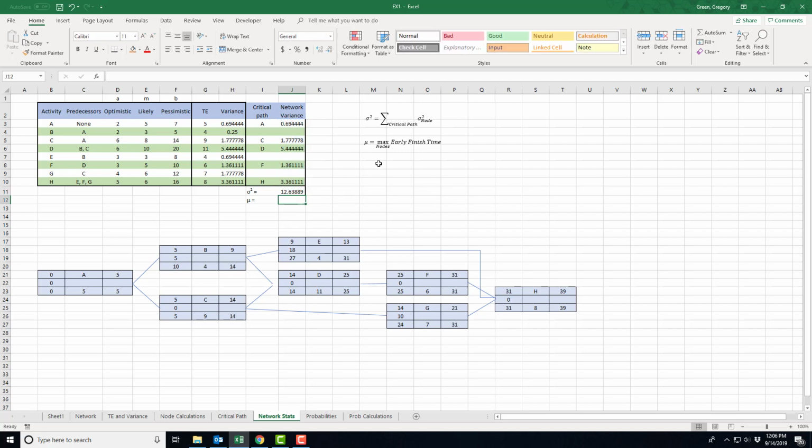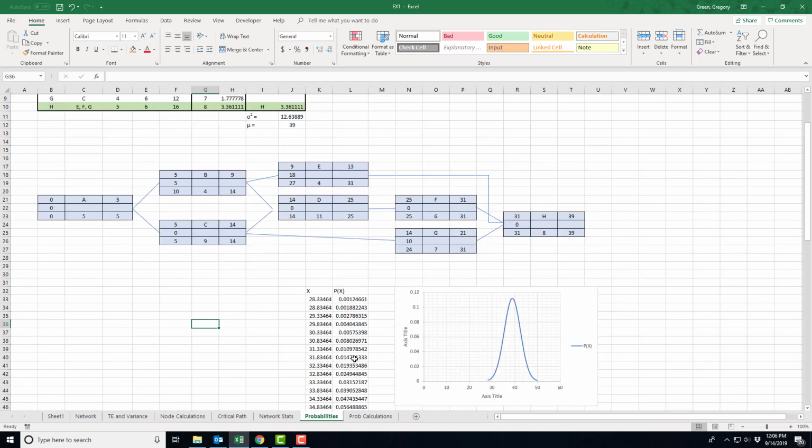All right, well, the next thing we're asked to do is find the mean for the entire network. According to this, I'm going to look at the early finish time across all nodes and find the maximum value. I even know where to look for that, right? Because as I move from left to right, the early finish times are going to get larger and larger. So I know that in the last node is where I'm going to find that average that I'm looking for. Well, how does this translate into probabilities?